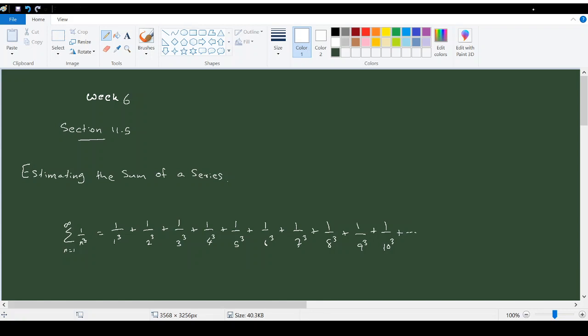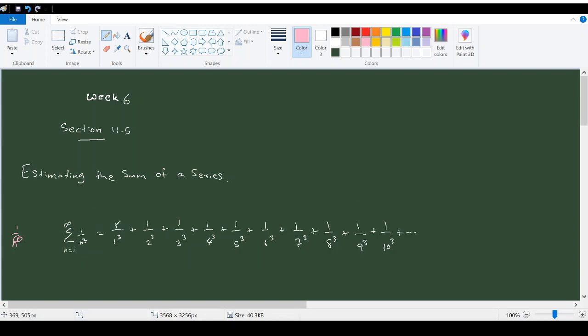Now we are going to estimate the sum of a series. From the knowledge that we had in the previous videos, we know that this series converges because it is of the format 1 divided by n to the power p, and here p is greater than 1. So this converges. That means you will have a finite value when you add up all these infinite terms.